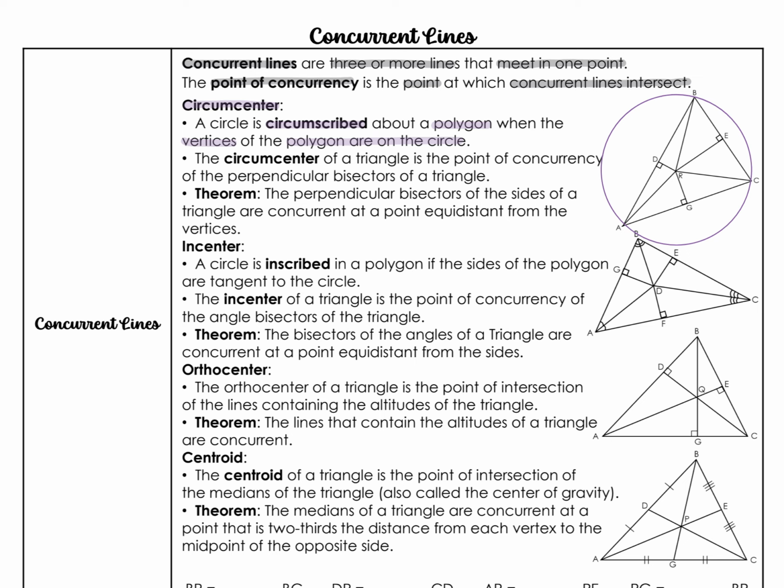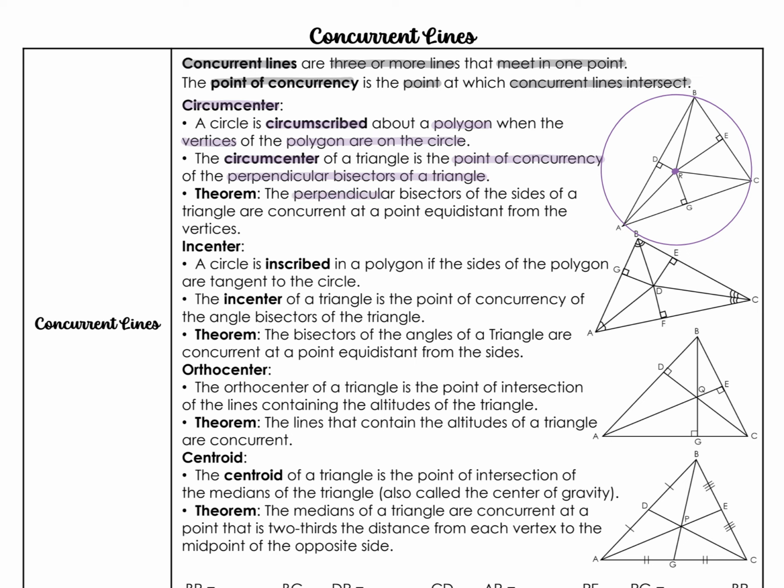So moving on, we have the circumcenter of a triangle is the point of concurrency of the perpendicular bisectors of the triangle. So when you draw all three perpendicular bisectors where they meet, that is going to be called your circumcenter. And so in this picture here, it's going to be that point R. And so we have a theorem that goes with this.